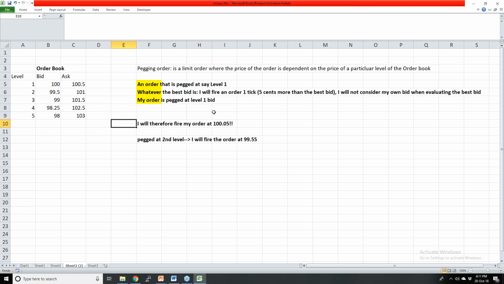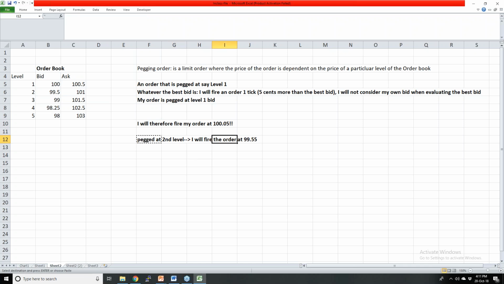There's a question, can I explain the pegging at second level? Yes, I can do that. If the pegging at first level is clear, then pegging at second level should be clear. Whatever the second best bid is, I will fire an order that is 5 cents more than the second best bid, right? So 99.5 is the second best bid, and I'll fire it at 99.55. So this is clear.